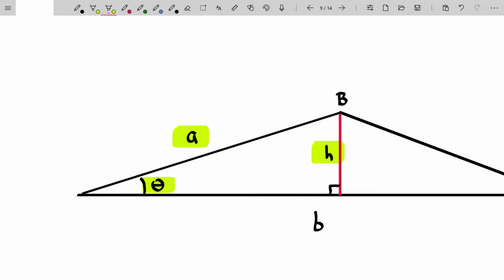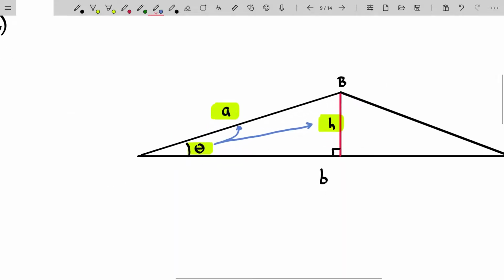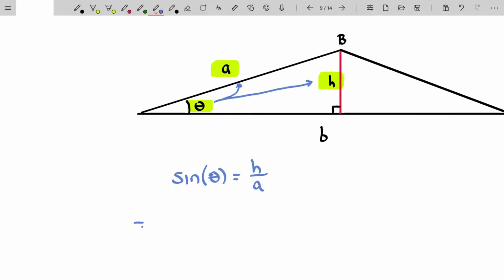And if you said sine, you are absolutely correct. The sine is opposite over hypotenuse. So the sine of theta is H over A. So I'll write that in. Sine of theta is H over A. Or in other words, H is equal to A times the sine of theta.